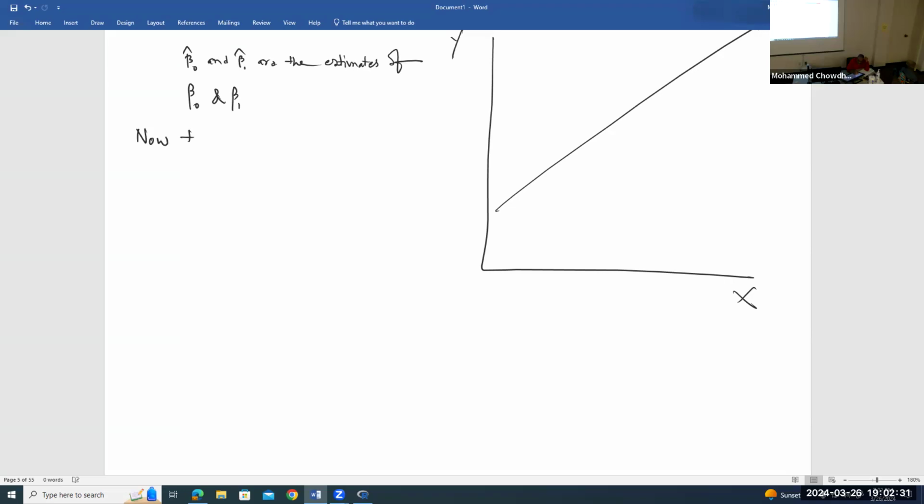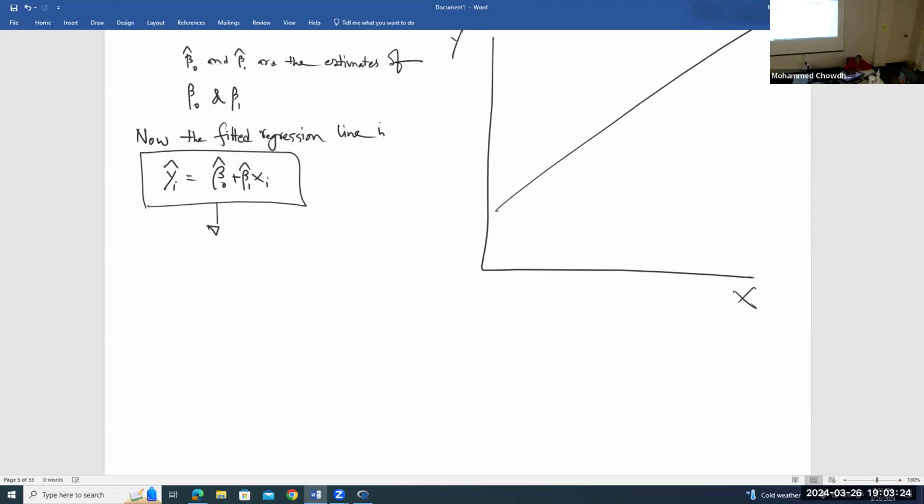Now the fitted regression line is yi hat equal to beta 0 hat plus beta 1 hat xi. So from the x and y, you estimated beta 0 and beta 1. Now this is your predicted or fitted regression line. Understand? In this fitted or predicted regression line, error term is not in there, right? Because by minimizing the error, I fitted this line. More specifically, you just plug the value of beta 0 and beta 1 in there, then it will be the fitted regression line.